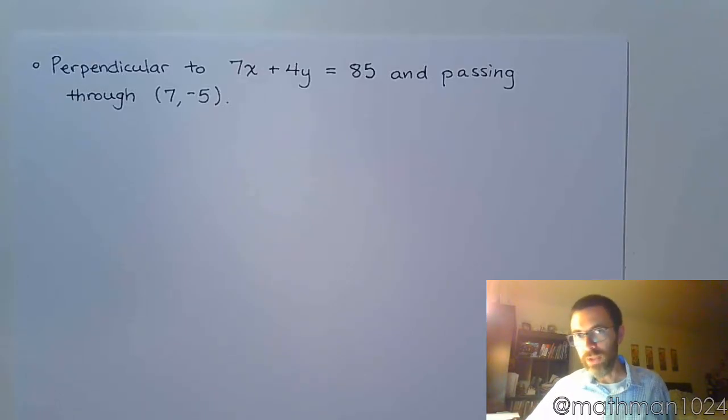Now let's look at a couple examples dealing with parallel and perpendicular lines. Starting with this one. This one is looking for an equation that is going to be perpendicular to 7x plus 4y equals 85 and passing through the ordered pair 7, negative 5.